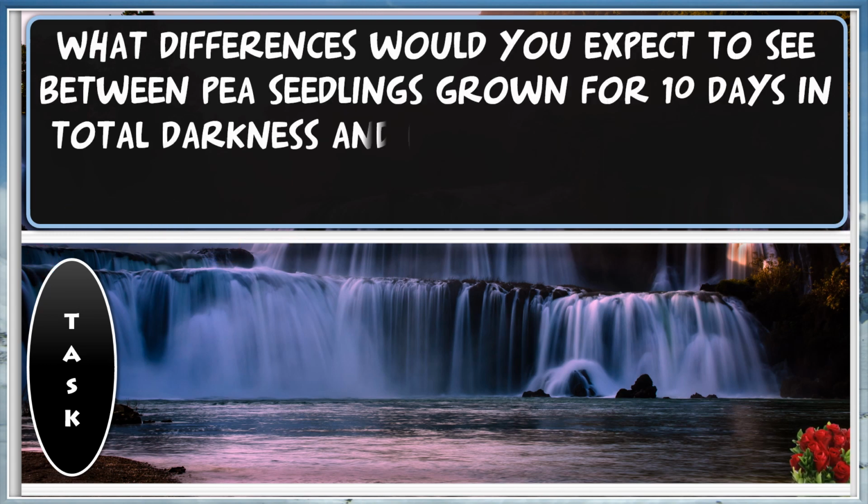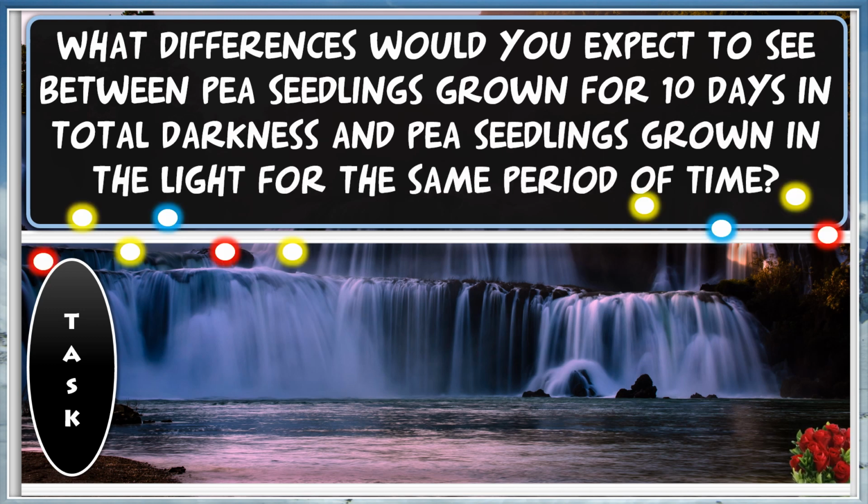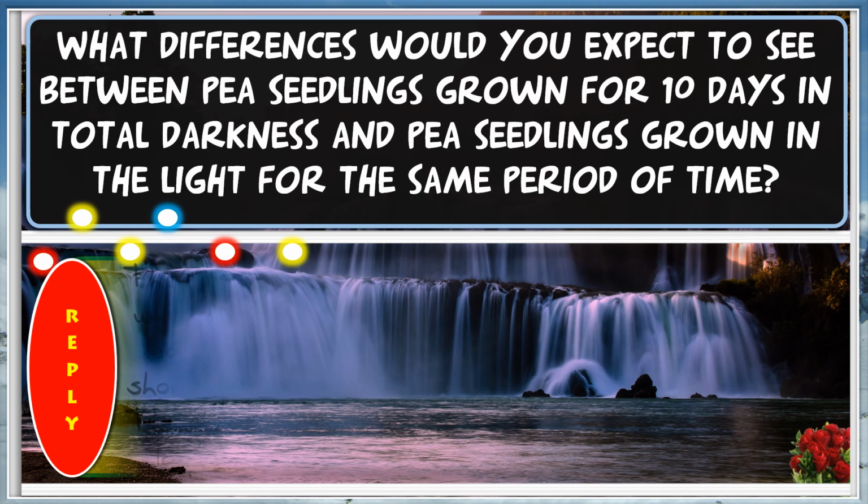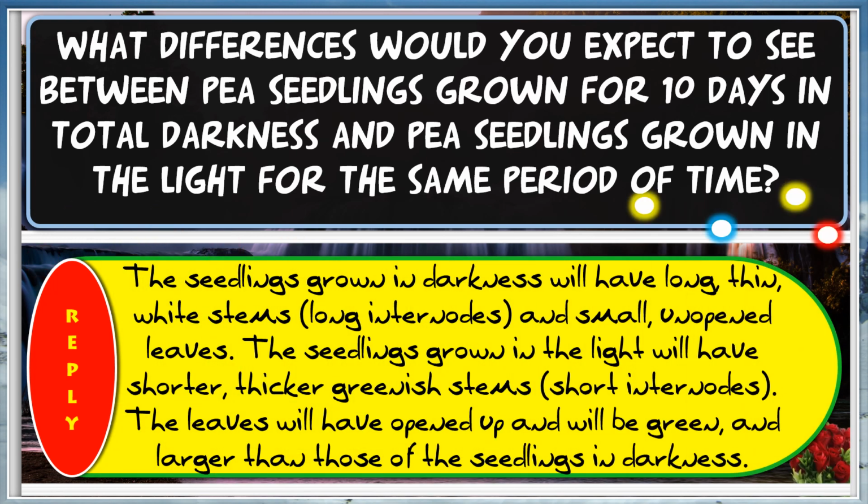What difference would you expect to see between pea seedlings grown for 10 days in total darkness and pea seedlings grown in the light for the same period of time? The seedlings grown in darkness will have long, thin, white stems, long internodes, and small, unopened leaves. The seedlings grown in the light will have shorter, thicker greenish stems, short internodes. The leaves will have opened up and will be green and larger than those of seedlings in darkness.